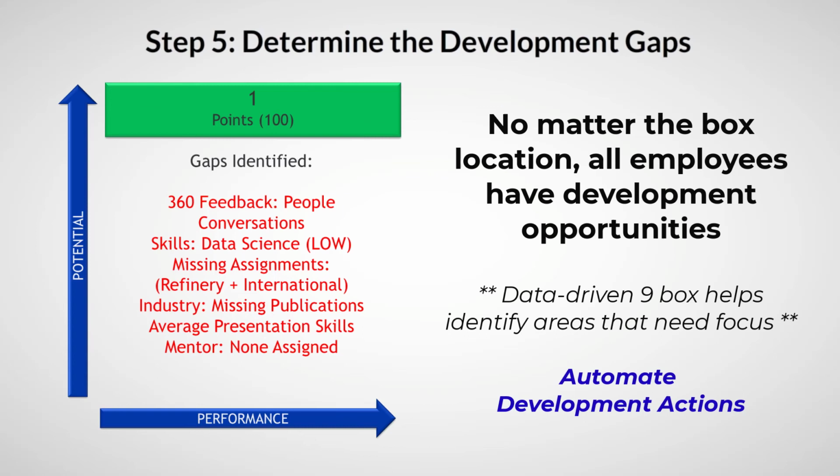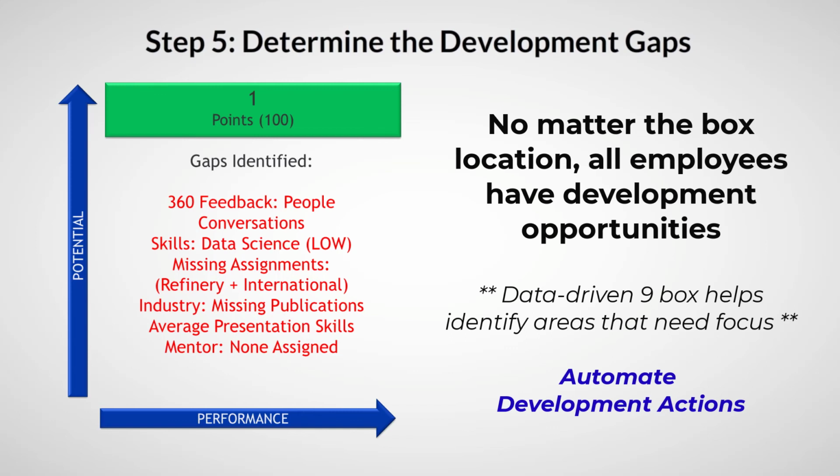So for example, if someone is placed in box 1, in the traditional SME 9 box, there would be kind of a discussion about, well, are there gaps for their people conversations? Do they have 360 feedback, derailers, so on and so forth? And then those discussions would kind of feed into a suggested development plan. It's a very inefficient process, especially when you're trying to scale this for thousands of employees.